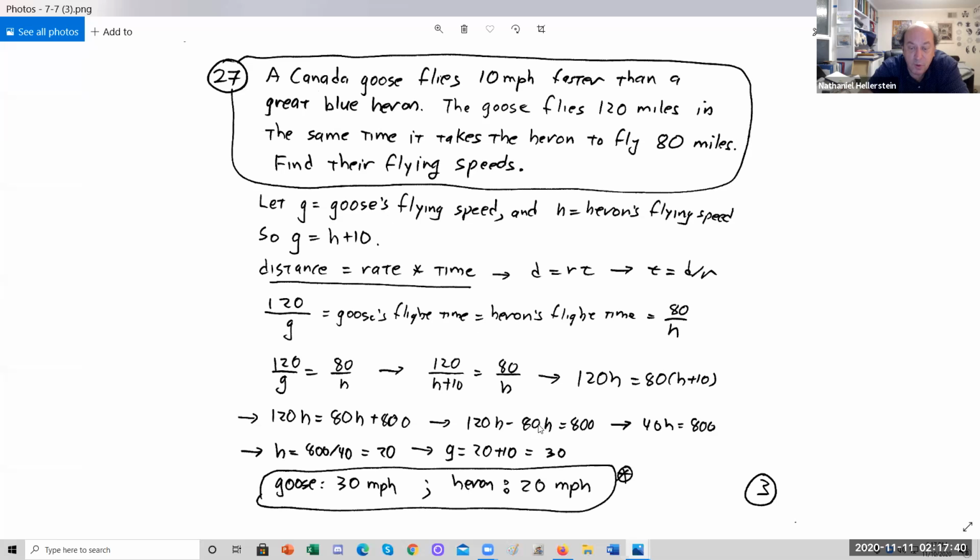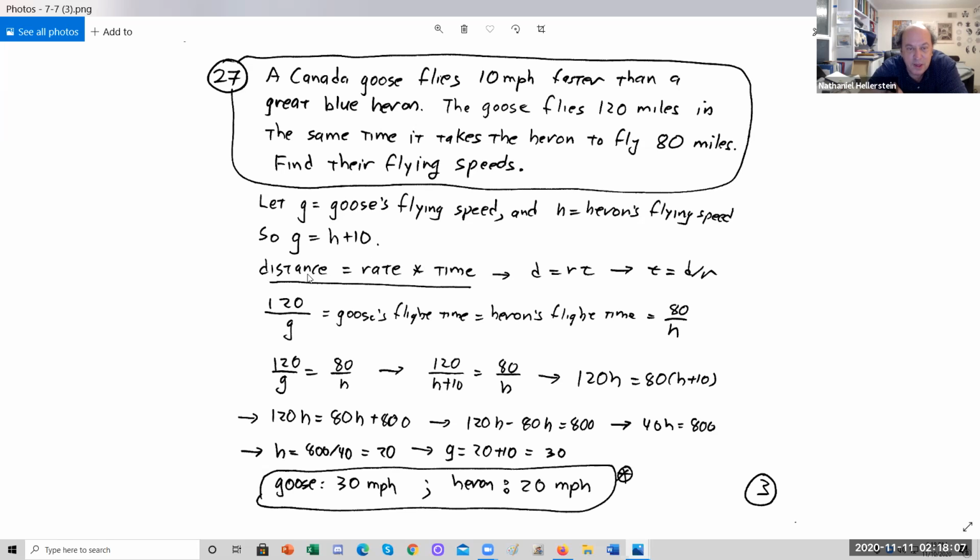Here we have a time rate problem. A Canada goose flies 10 miles per hour faster than a great blue heron. The goose flies 120 miles in the same time it takes the heron to fly 80 miles. Find their flying speeds. So we'll give those names G and H. G is the goose's flying speed. H is the heron's flying speed. The goose is faster than the heron, so G is H plus 10.